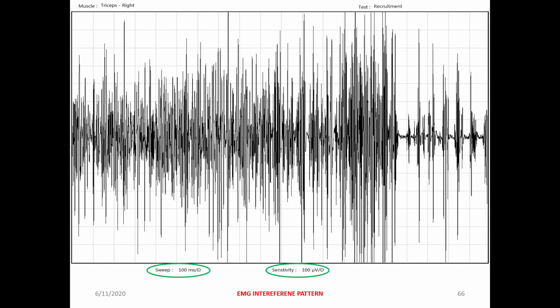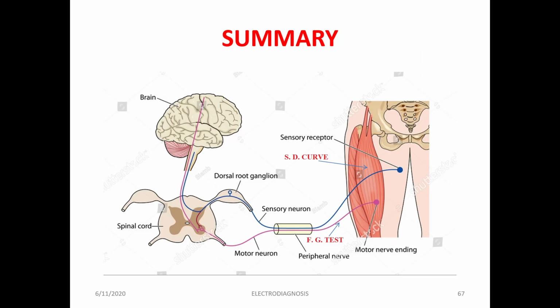Now, the summary part. Initially, traditionally, we were doing the SD curve. That was telling us the status of the muscle, whether it is normal, that is fully innervated, or PRD or CRD, that is partial reaction of degeneration or complete reaction of degeneration. We were also doing the FG test, which showed the status of the motor nerve, whether degeneration is present or absent, but we were not able to quantify it, and we were unable to do anything for the sensory nerve. So the SD curve was for the status of muscle and the FG test was for the status of the motor nerve.